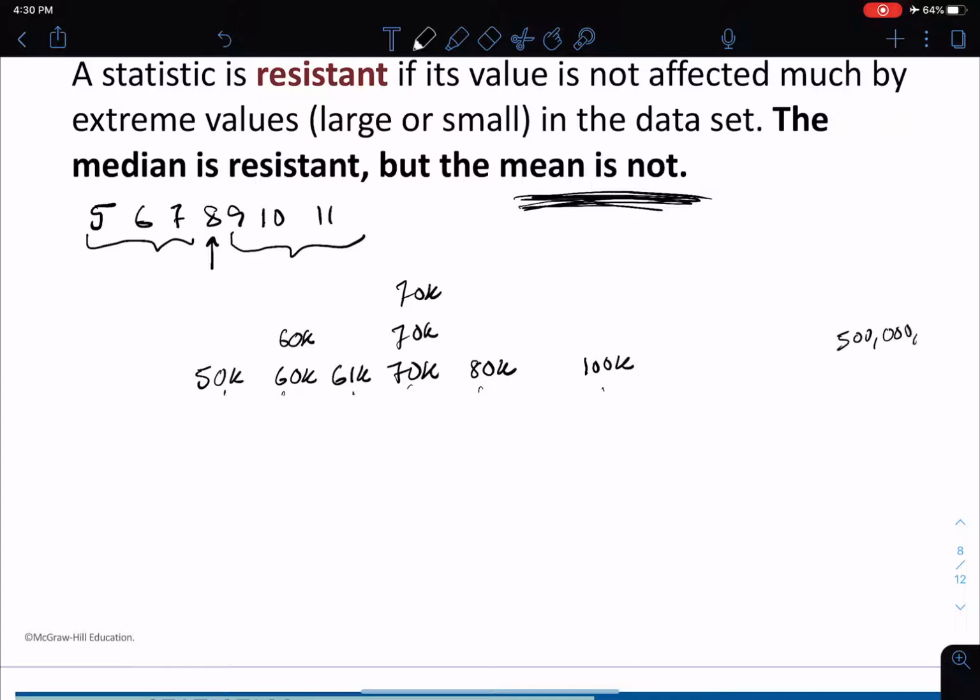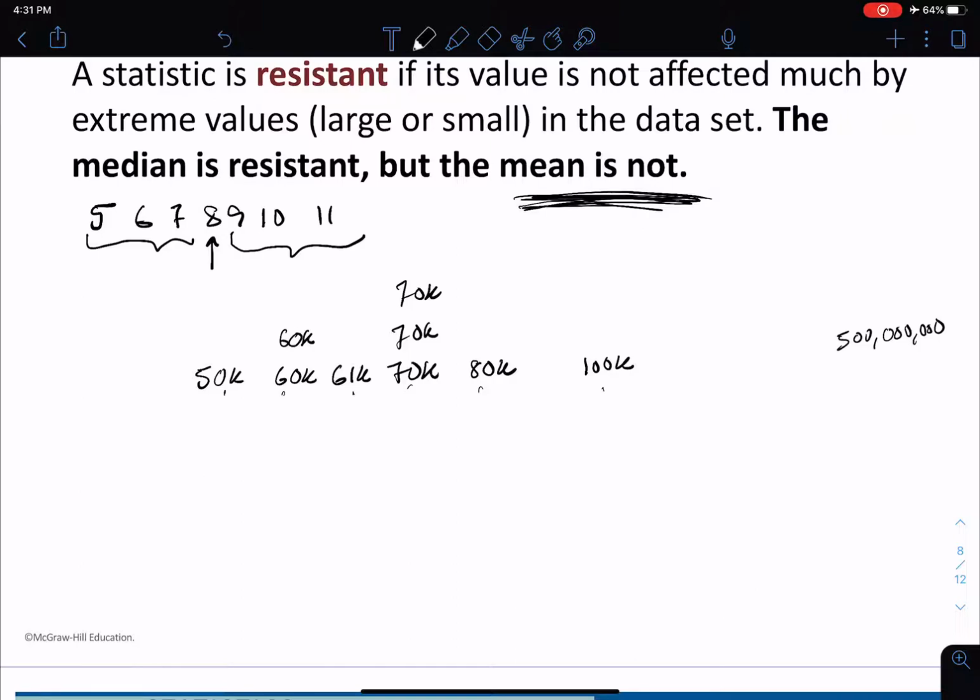500 million every year. Well, now that's not going to affect the median much, because the middle person's still going to be the same. That's only one value, even though it's a strong value, it's only one data point. But in the mean, that is going to skew our data so far towards the right.